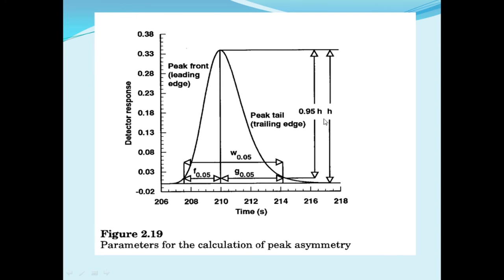Here, peak height, peak width, 0.95 h, peak trailing edge, peak front leading edge, and this is a detector response versus time graph. F 0.05 and G 0.05. This is the total width W 0.05.